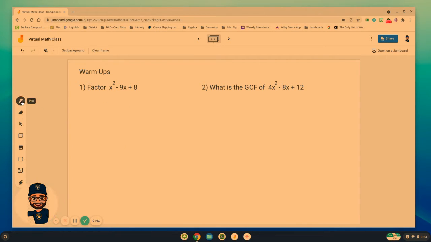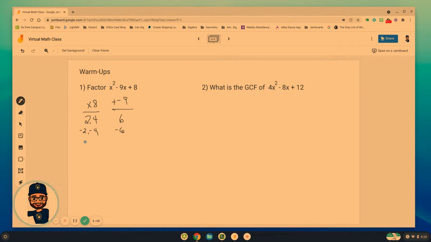Okay, remember, we are looking for two numbers that multiply to 8. They're going to multiply to my c value, but at the exact same time, they're going to add up to negative 9. Well, a lot of us might try 2 and 4, but if I add them, I get 6. Well, negative 2 and negative 4 would be negative 6. So it's not 2 and 4.